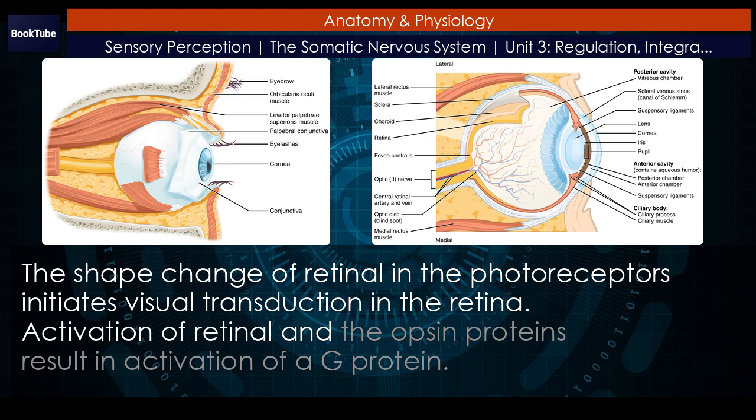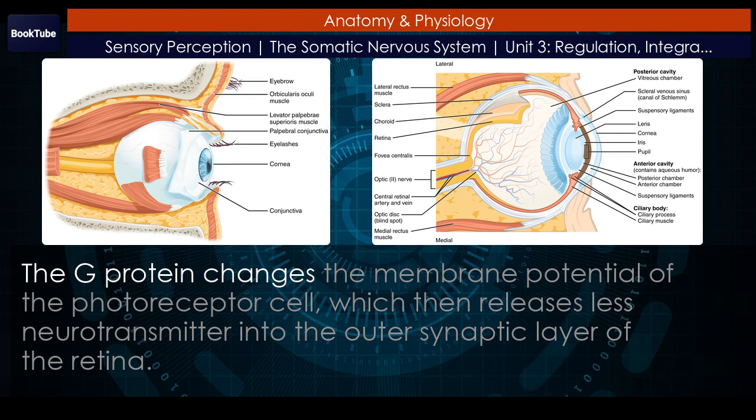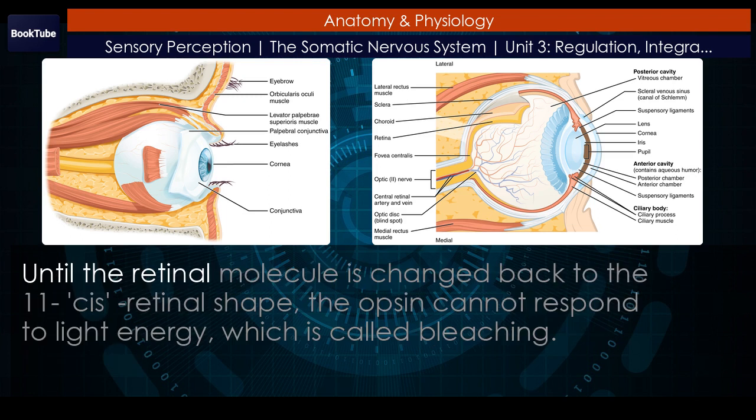Activation of retinal and the opsin proteins results in activation of a G protein. The G protein changes the membrane potential of the photoreceptor cell, which then releases less neurotransmitter into the outer synaptic layer of the retina. Until the retinal molecule is changed back to the 11-cis retinal shape, the opsin cannot respond to light energy, which is called bleaching.